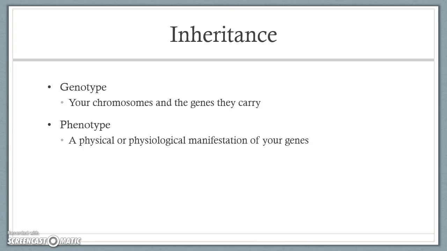A person's genotype is made of their 46 chromosomes and the genes that are carried on those chromosomes. This is different from the phenotype, which is the physical or physiological manifestation of the genotype.